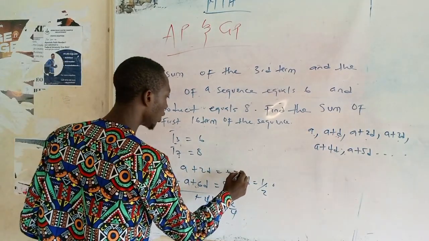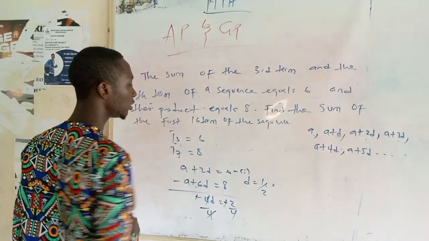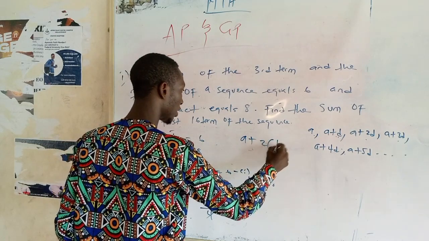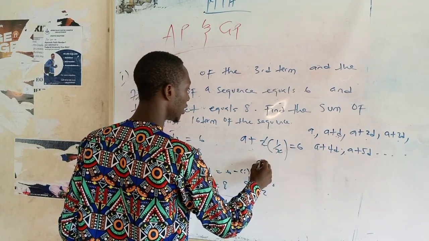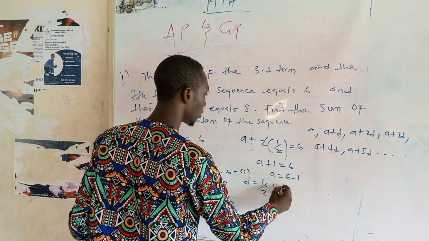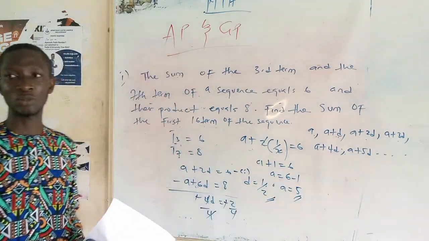Now you substitute D into one of the simplest equations. Let's put it into equation 1 because it's very simple. So it becomes A plus 2 times 1 over 2 equals 6. 2 cancels 2, and we have A plus 1 equals 6. A equals 6 minus 1, A equals 5. So our first term is 5 and our common difference is 1 over 2.